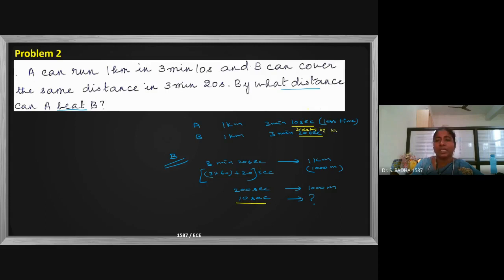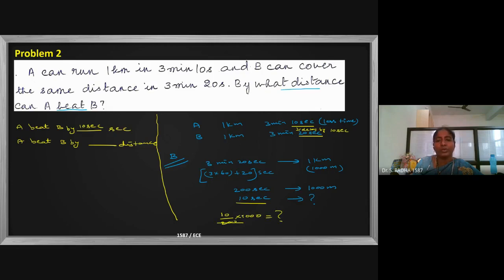If they ask how many seconds A beat B by, we can tell 10 seconds. But they are asking by how much distance, and distance means meters. So we are trying to find, in those 10 seconds, how much distance B would have left behind. How to calculate the question mark value? 10 by 200 into 1000. The 200 cancels, it is 5, so it is 50 meters.